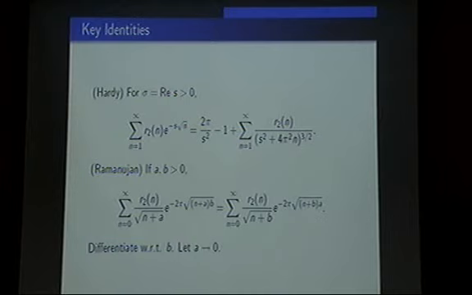You can actually get Hardy's result from this by differentiating with respect to B, letting A tend to 0, and then renaming the parameters. This actually doesn't occur anywhere in Ramanujan's work. It doesn't occur in his notebooks or in any of his papers. But I think this is evidence that Ramanujan was thinking about the circle problem.